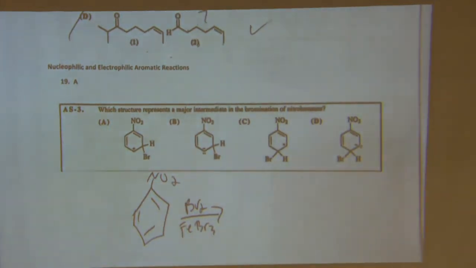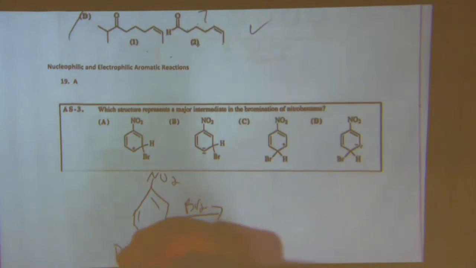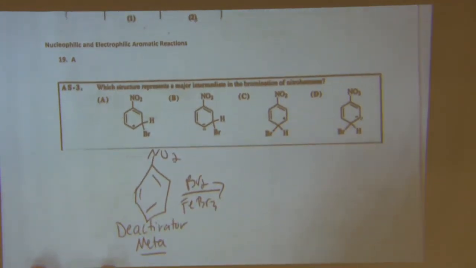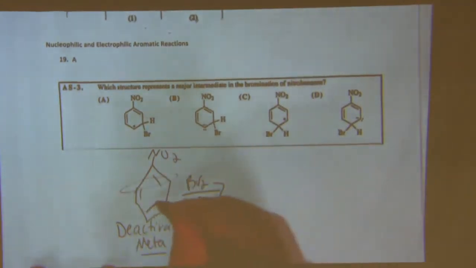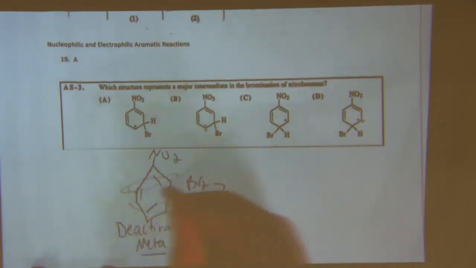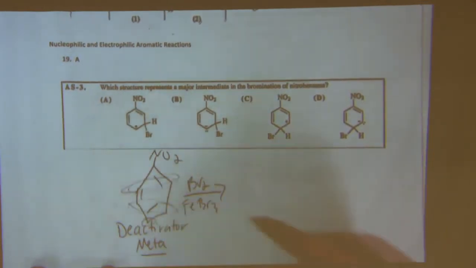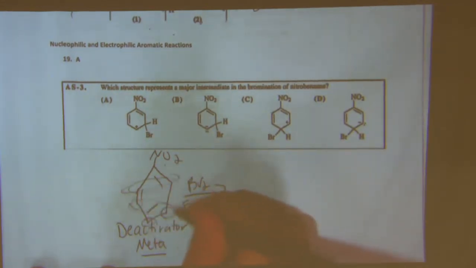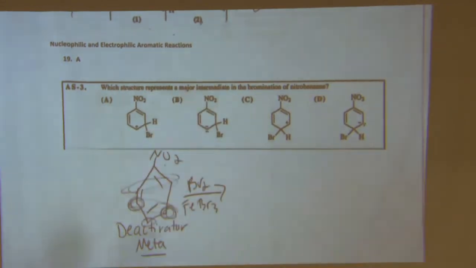And then NO2 we said was what, activator or deactivator? Deactivator, so it's what kind of directing? Meta, right? So this is a deactivator. It's meta directing. So, and again, this is ortho, this is meta, and this is para. So NO2 is a meta director, so we're going to get addition of Br at either this or this position.